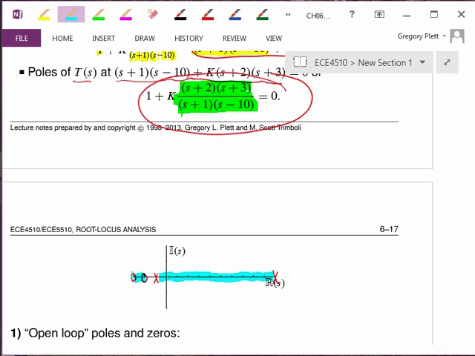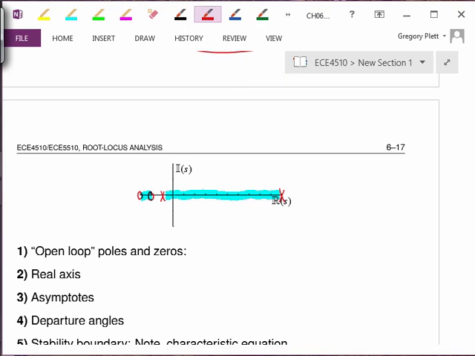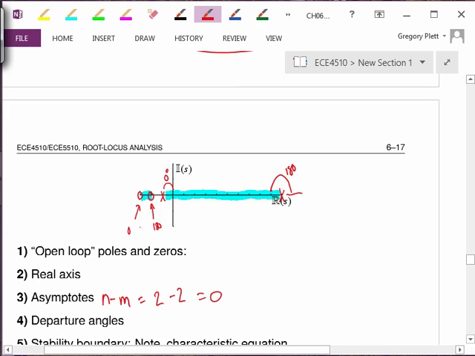Then we think about how many asymptotes will there be. Well, there's going to be n minus m of them. Equals 2 poles minus 2 zeros equals 0. There's no asymptotes. I could think about departure angles, but really the real axis rule has already told me what those are. I can calculate this departure angle. It's 180 degrees, it turns out. I can calculate this departure angle. It's 0 degrees, as it turns out. I can calculate the arrival angles. The arrival angle to this guy is 180 coming from the left, and the arrival angle to this guy is going to be 0 degrees coming from the right.